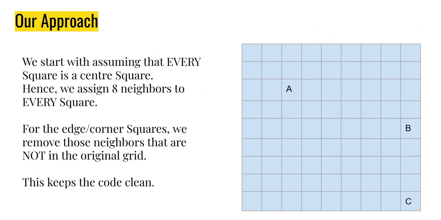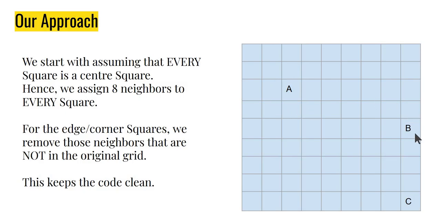Our approach is quite interesting. We are going to start assuming that every square is in fact a center square. It is not, but we'll start with that assumption because that helps to keep the code clean. So let's think about it. I think of this square, which is given by 2, 2, as a center square. Everything is fine because I can now make a list of the row and column index values for these 8 squares. In fact, for the actual center squares, that is the list of neighbors.